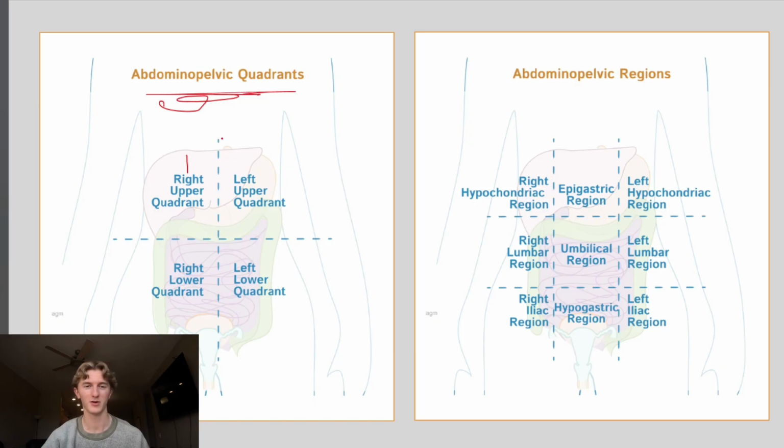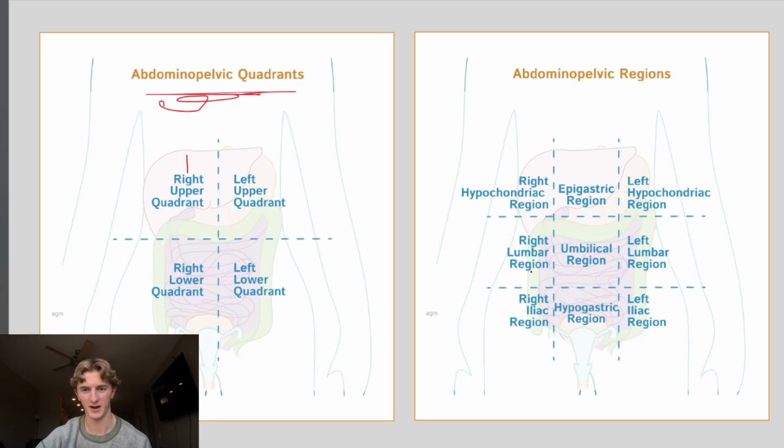You always have to remember that the right and left kind of flip, so that you are talking about it from the patient's perspective per se. And for the abdominal pelvic regions, again, the right and left idea remains the same. We have the right hypochondriac region, which is going to be our top right region, the epigastric region, which is going to be the most superior region, also in the middle of the two, and our left hypochondriac region, which is going to be our top left. So the two hypochondriac are on the top along with the epigastric, which is between them.